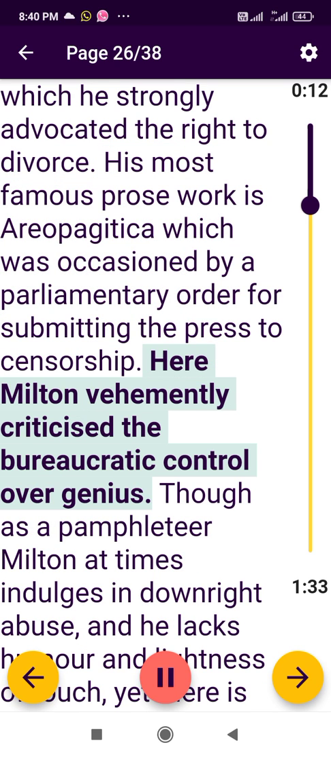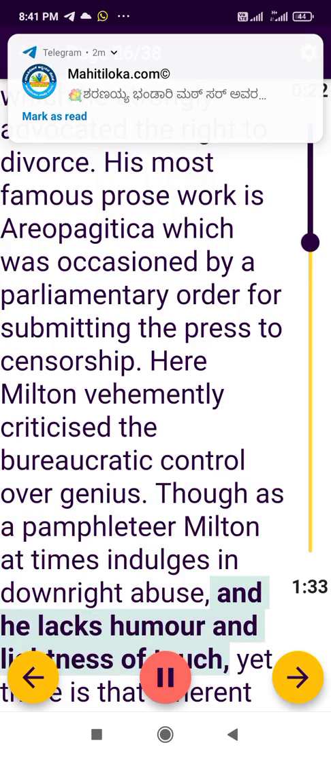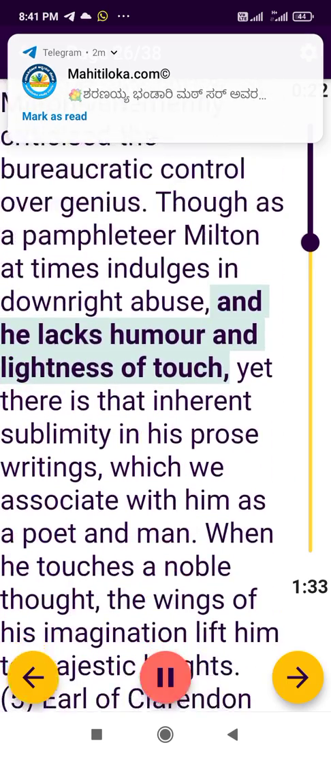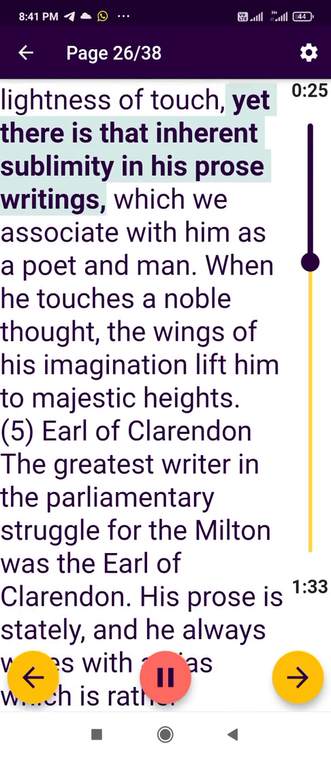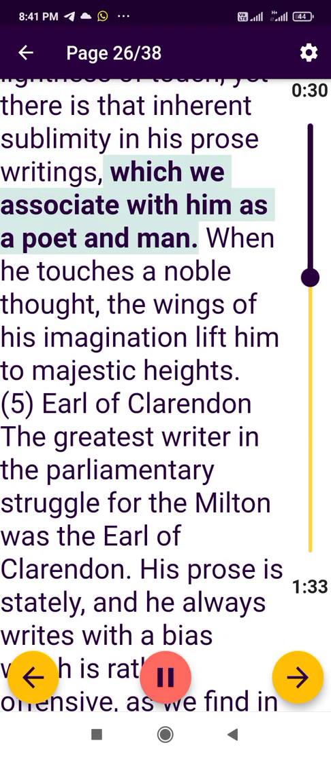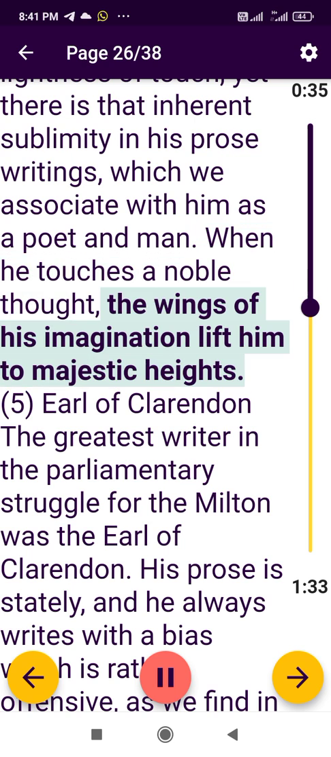Here Milton vehemently criticized the bureaucratic control over genius. Though as a pamphleteer Milton at times indulges in downright abuse, and he lacks humor and lightness of touch, yet there is that inherent sublimity in his prose writings, which we associate with him as a poet and man. When he touches a noble thought, the wings of his imagination lift him to majestic heights.